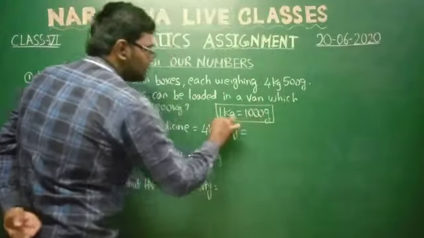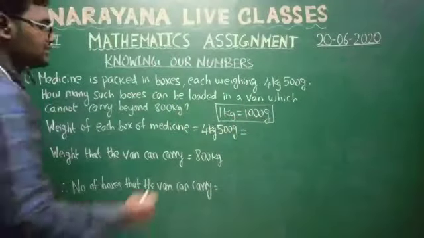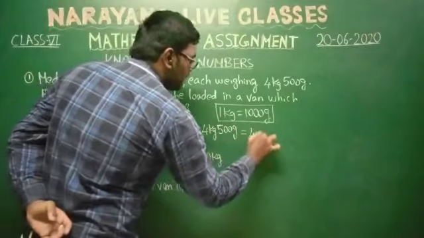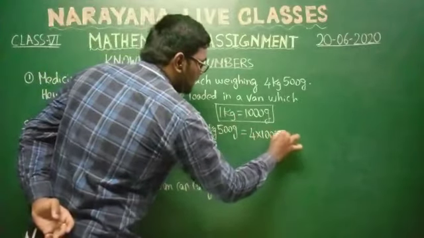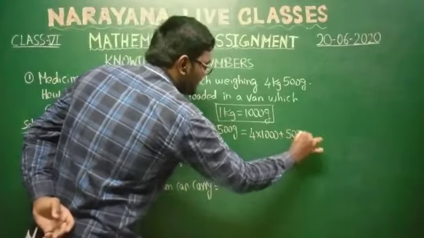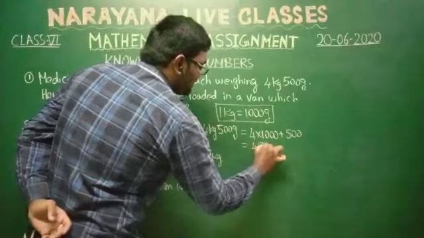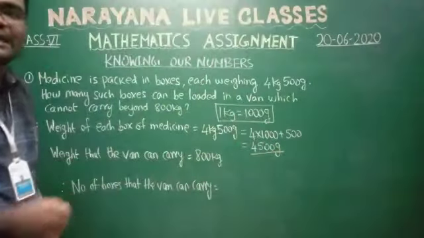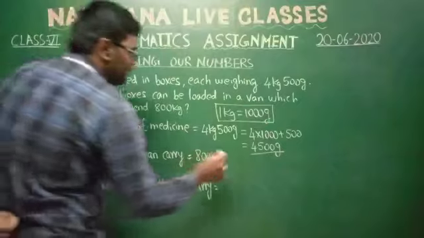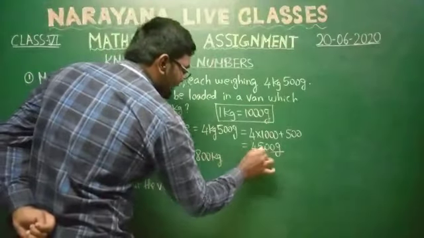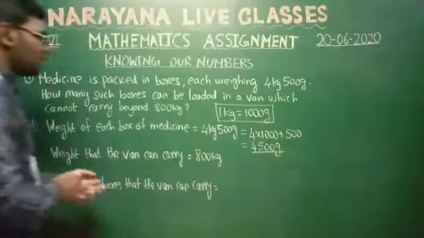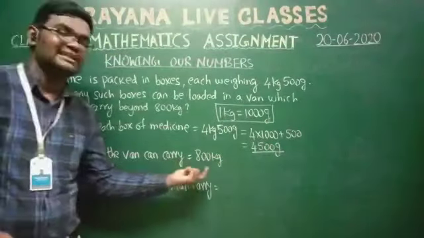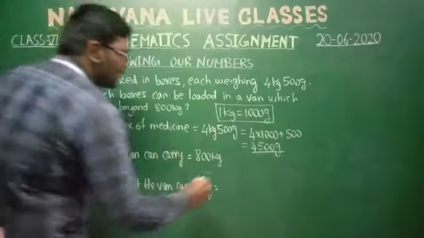1 kg is equal to 1000 gram. So 4 kg is equal to 4 into 1000 plus 500. You will get 4500 grams. This is the weight of the medicine box in terms of gram. Similarly, the weight of the van. The van can hold how much? Maximum capacity is 800 kg. This also you convert into smaller unit.